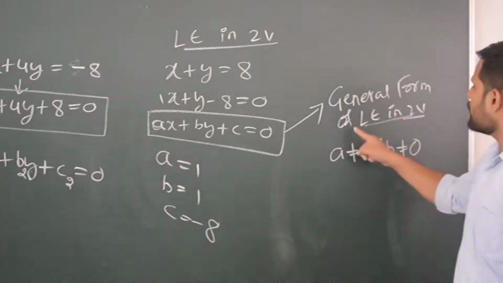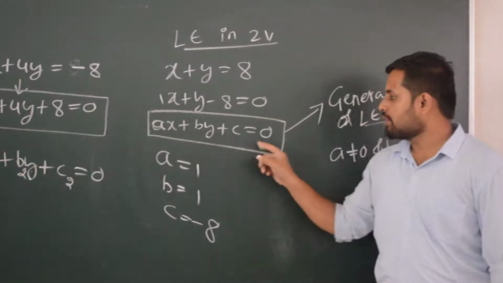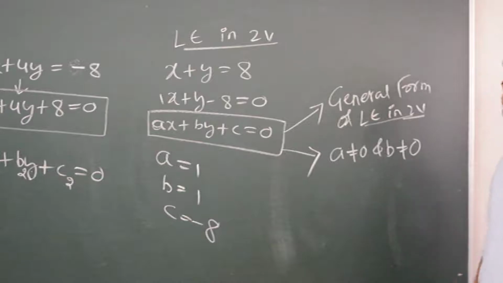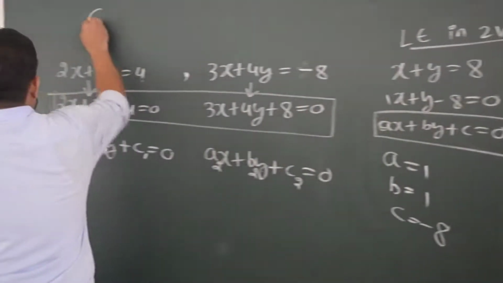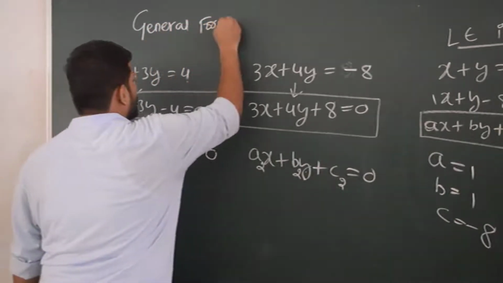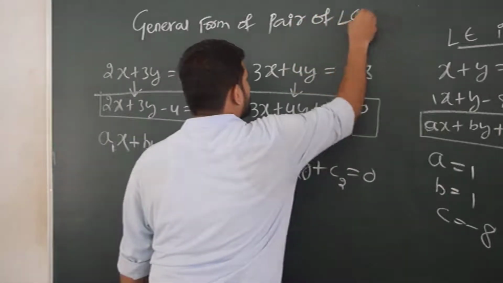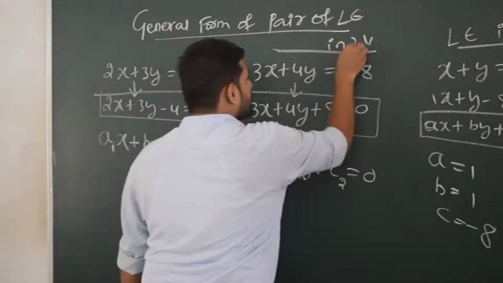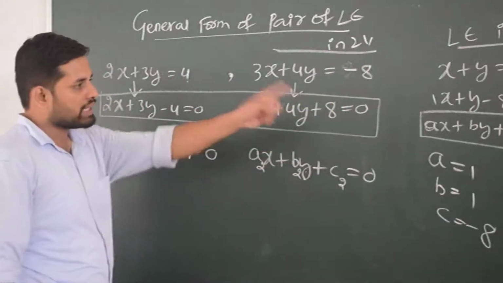So what is the general form of linear equation in two variables? That is ax plus by plus c equal to 0, where a is not equal to 0 and b is not equal to 0. Similarly, now what we are studying here, children? Here we are studying the general form of pair of linear equations in two variables. As usual, whenever I say linear equation in two variables, the standard form is like ax plus by plus c equal to 0. That is there, I have explained that.